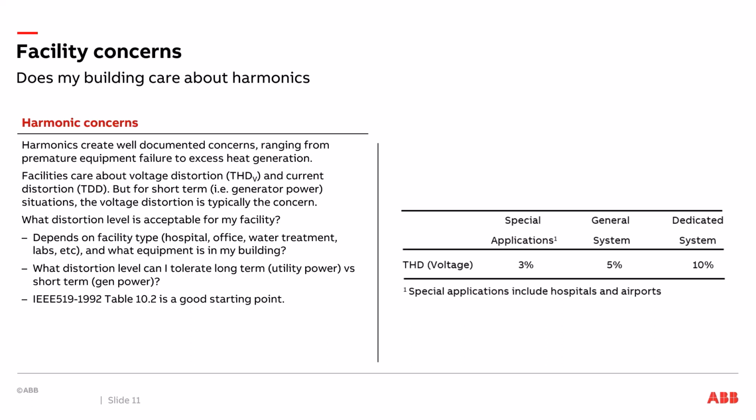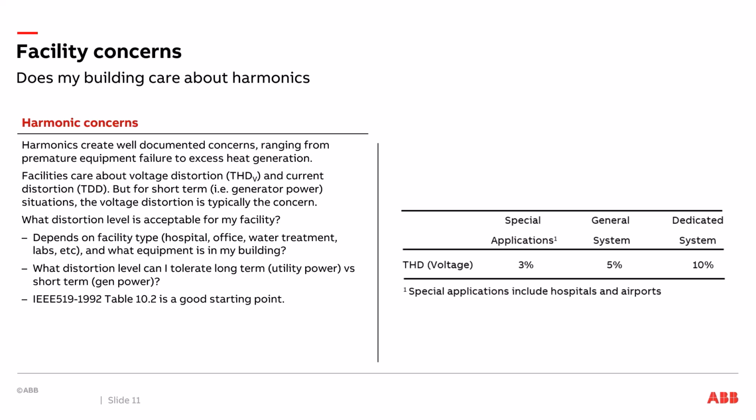If I'm a hospital, it doesn't really matter if I'm on generator power for 30 minutes or 30 days. I'm going to want good power quality the entire time. Again, office building, if it's just short term, I can probably handle a little extra distortion. So now you say, Tim, what are some percentages? What are some good numbers for me to keep in mind for designing a system? What is a good starting point?